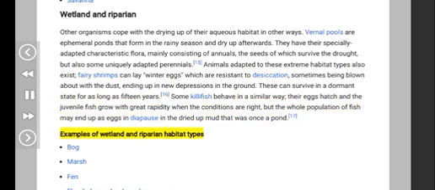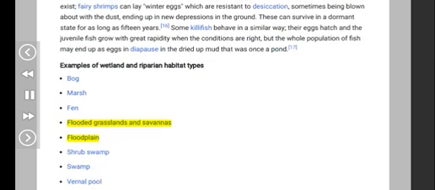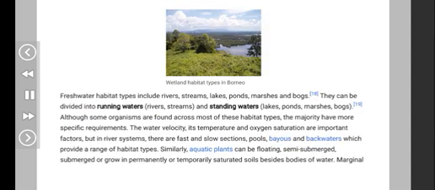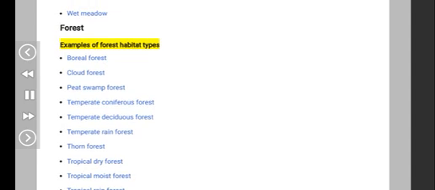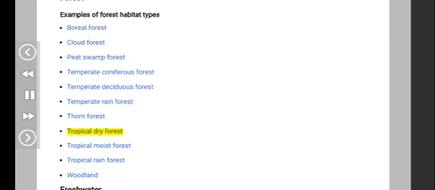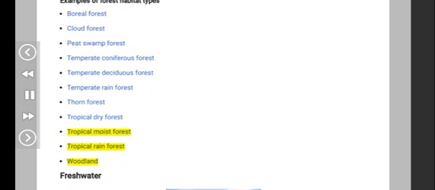Examples of wetland and riparian habitat types. Bog. Marsh. Fen. Flooded grasslands and savannas, floodplain. Shrub swamp. Swamp. Vernal pool. Wet meadow. Examples of forest habitat types. Boreal forest. Cloud forest. Peat swamp forest. Temperate coniferous forest, temperate deciduous forest, temperate rain forest. Thorn forest. Tropical dry forest. Tropical moist forest, tropical rain forest, woodland.